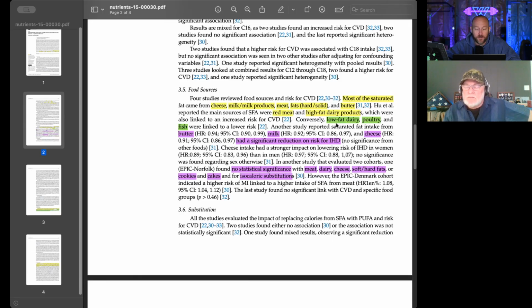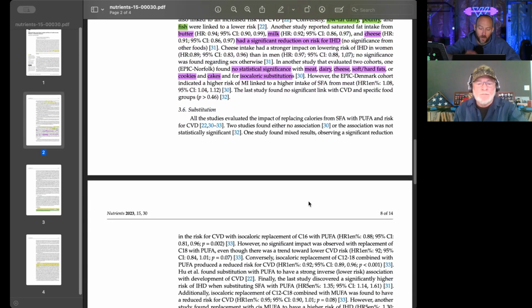Low-fat poultry and fish. The fats from those were linked to lower risk of cardiovascular disease. And then in purple here we have another study reported that butter, milk, and cheese had a significant reduction in risk of ischemic heart disease. And in the EPIC Norfolk cohort, they found no statistical significance with meat, dairy, cheese, soft and hard fats, cookies, cakes, and isocaloric substitutions. We're going to talk about that.